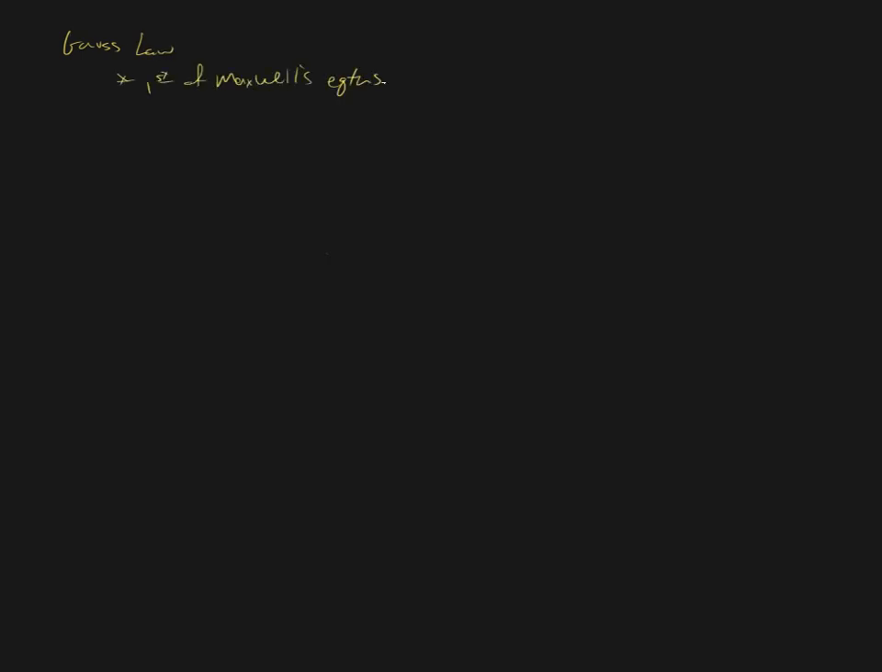You can read your textbook and learn more about James Clerk Maxwell and his contributions to physics. He really brought together electricity and magnetism. Now, Gauss's law, as formally stated mathematically, is going to be this.